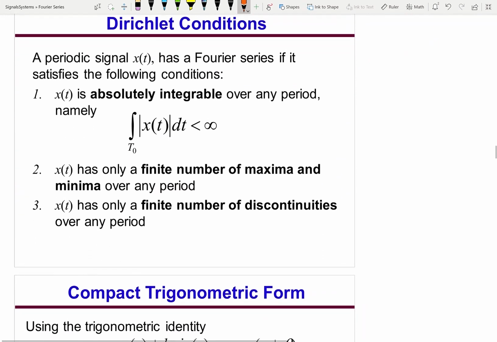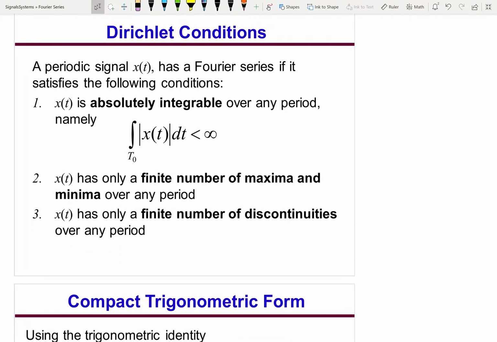Now, for a periodic signal to have a Fourier series, the first thing is that it can't go to infinity, like a signal like this, because if you carry out the integral, it will give you an infinite value.